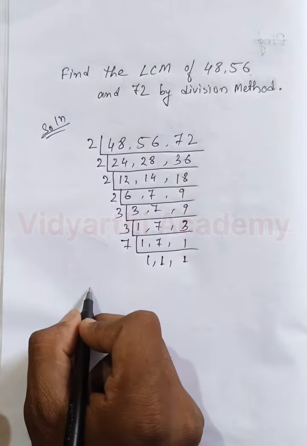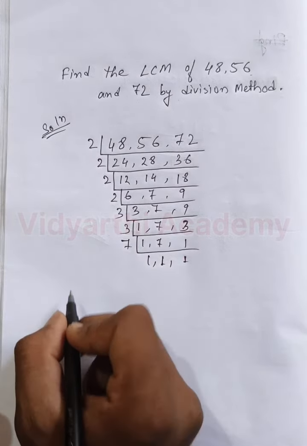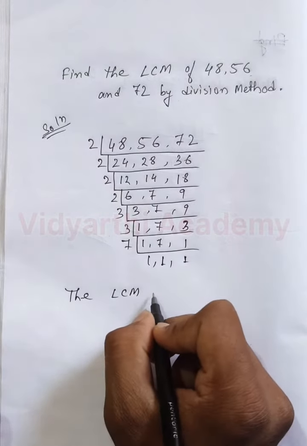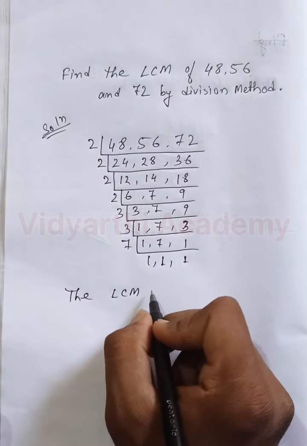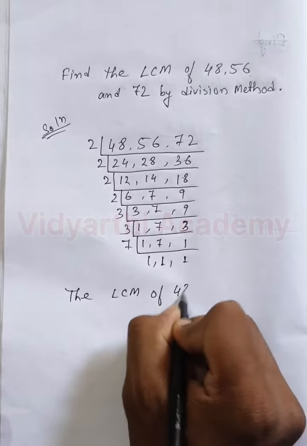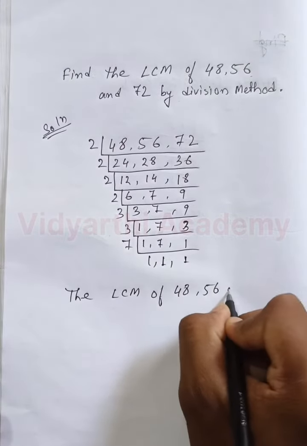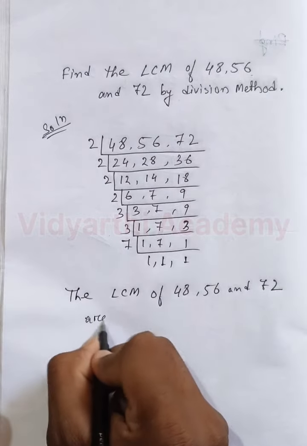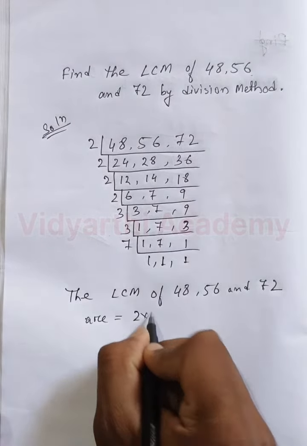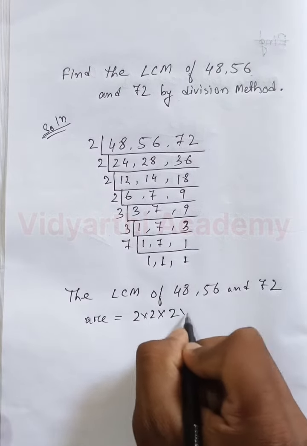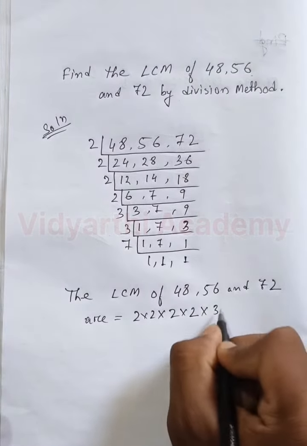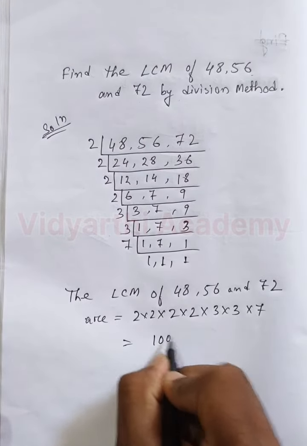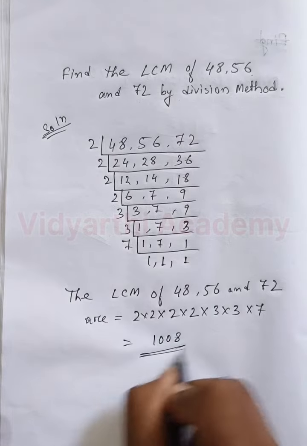Now the factors. The LCM, the lowest common multiple of 48, 56 and 72, are 2 into 2 into 2 into 2 into 3 into 3 into 7. The answer is 1008. 1008 is the answer.